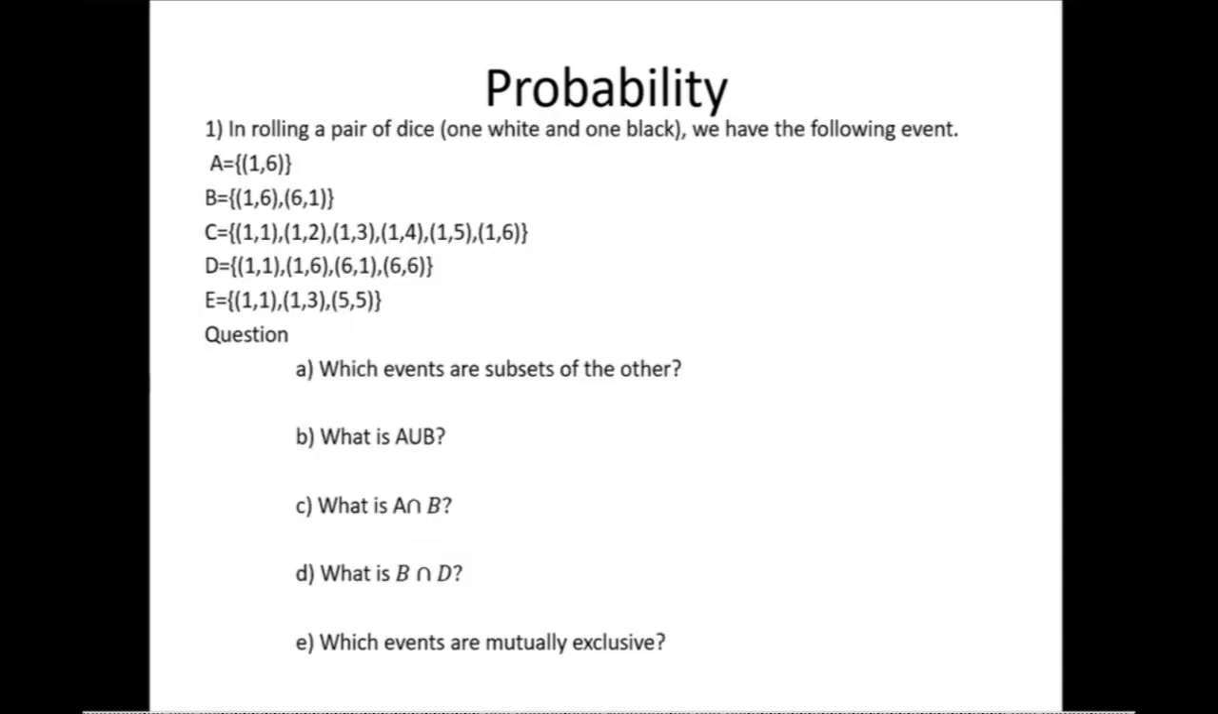Okay, for example, ito yung experiment natin: rolling a pair of dice, one white and one black. We have the following event. Ay, magkaiba to ha, magkaibang dice. Dalawa. So, pwede natin gamitin yung symbol na ano, gawin natin siyang ano.